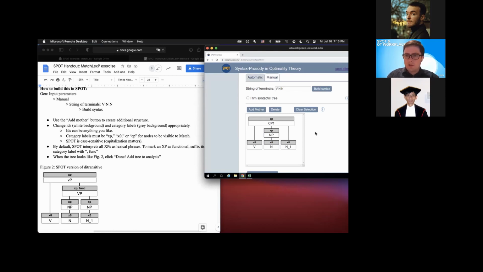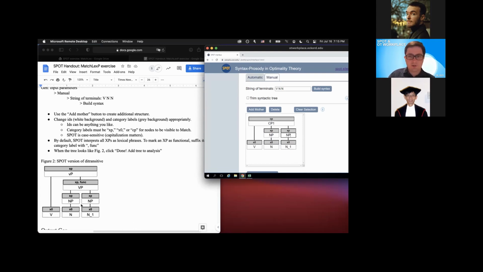Okay, and then we can do the same thing for the other noun, where you click on this noun, so it's the only thing highlighted, click add mother, and then again, we can change the name to NP. As you can see here, this is the target structure we're trying to build in Spot. So next, we know that these two noun phrases are in that verb phrase that the verb has already left.